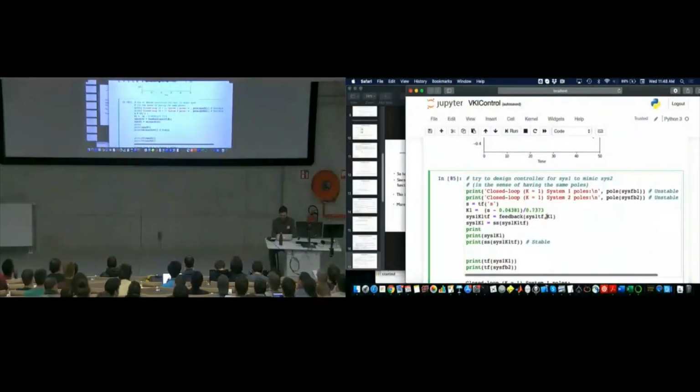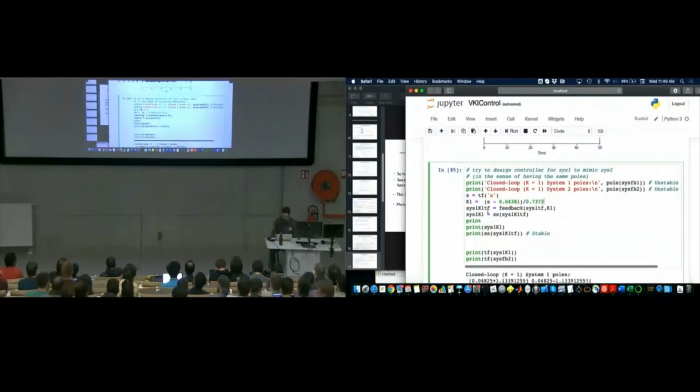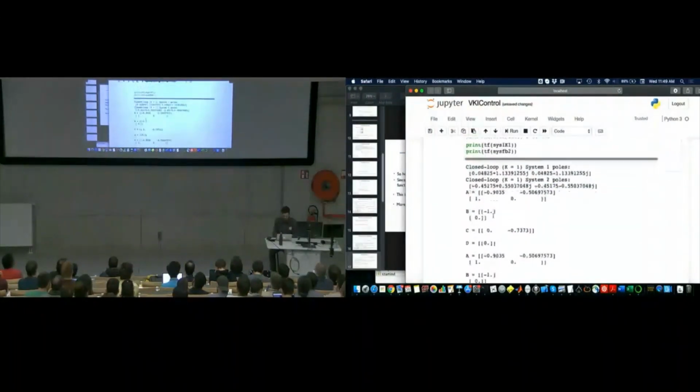So in practice, what I can do now is define a new controller for our System 1, where I'm putting my open loop system in feedback with a k, but now my k is a transfer function. It's not a proper transfer function because the degree of the numerator is greater than the degree of the denominator, but that's okay. And so what I can do is run this and look at what I get.